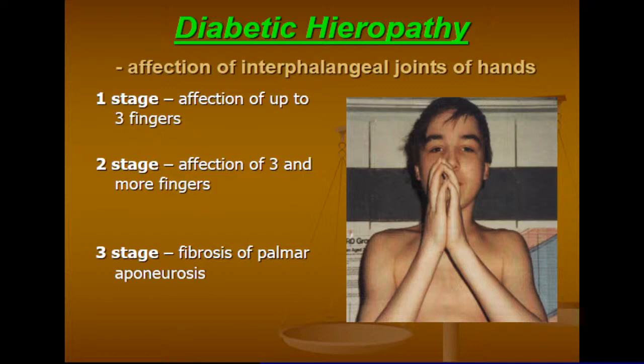Diabetic cheiropathy. Affection of interphalangeal joints of hands. First stage, affection of up to 3 fingers. Second stage, affection of 3 and more fingers. And the third stage, fibrosis of palmar aponeurosis.